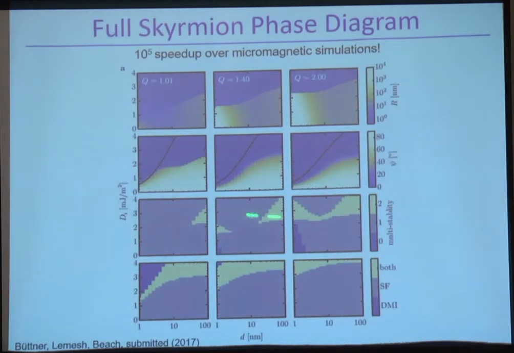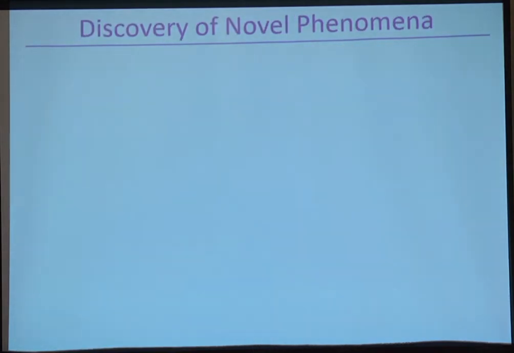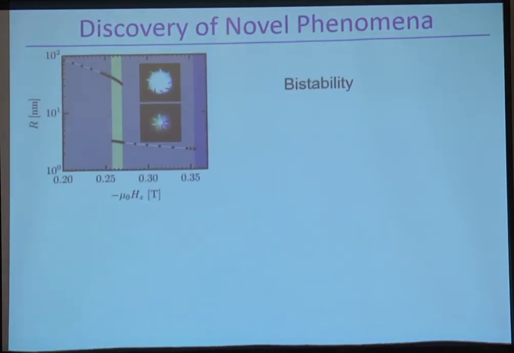With this model, we can really examine the effects of all parameters. I won't go through all of this, but you can look at radius, whether it's Bloch or Néel, something I call multi-stability, as a function of all material parameters. So this is about 1 million different material combinations calculated in an afternoon. You could never do that with micromagnetics, but it tells us what's possible in skyrmions and allows us to discover things that we may not have expected. So for example, the energy as a function of radius is not always just parabolic.